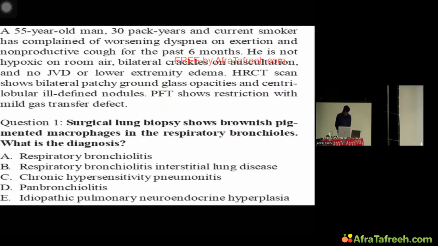A 55-year-old man, 30 pack years, current smoker, has complaints of worsening dyspnea on exertion, non-productive cough, bilateral ground glass opacities and centrilobular ill-defined nodules. PFT shows restriction with mild gas transfer defect. Surgical lung biopsy shows brownish pigmented macrophages in respiratory bronchioles. What is the diagnosis? It is going to be respiratory bronchiolitis interstitial lung disease.